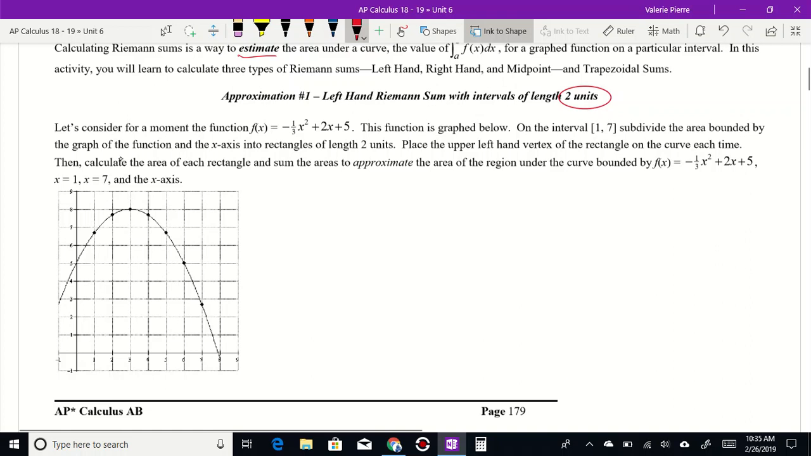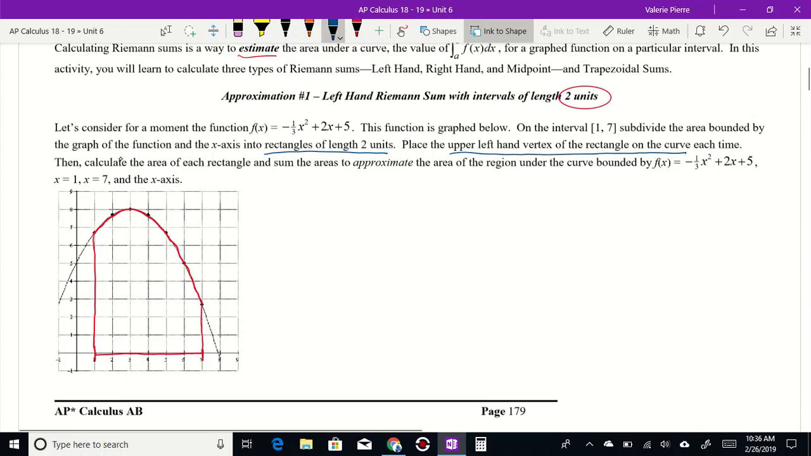So we are looking for the area between x equals 1, x equals 7, the x-axis, and the curve of this graph. Okay, so we are basically going to find that area in there. So the way that we're going to do this is, like it says, we're going to create rectangles of length 2 units with the upper left-hand vertex of the rectangle on the curve.